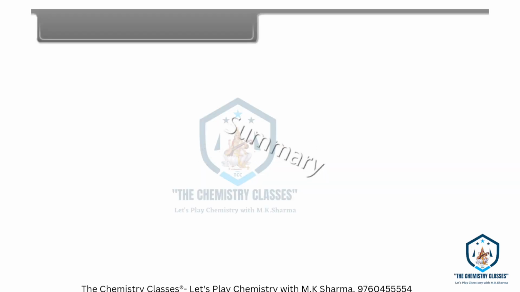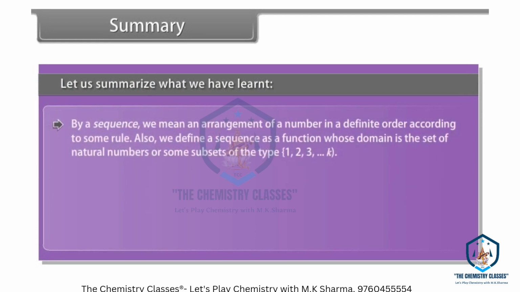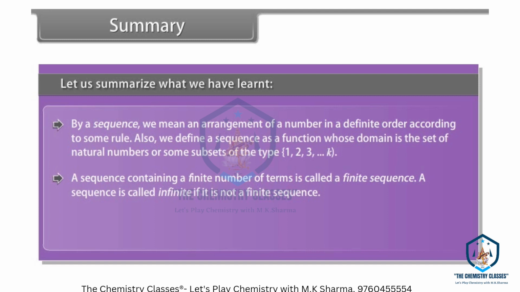Summary. Let us summarize what we have learnt. By a sequence, we mean an arrangement of numbers in a definite order according to some rule. Also, we define a sequence as a function whose domain is the set of natural numbers or some subset of the type 1, 2, 3 up to k. A sequence containing a finite number of terms is called a finite sequence. A sequence is called infinite if it is not a finite sequence.